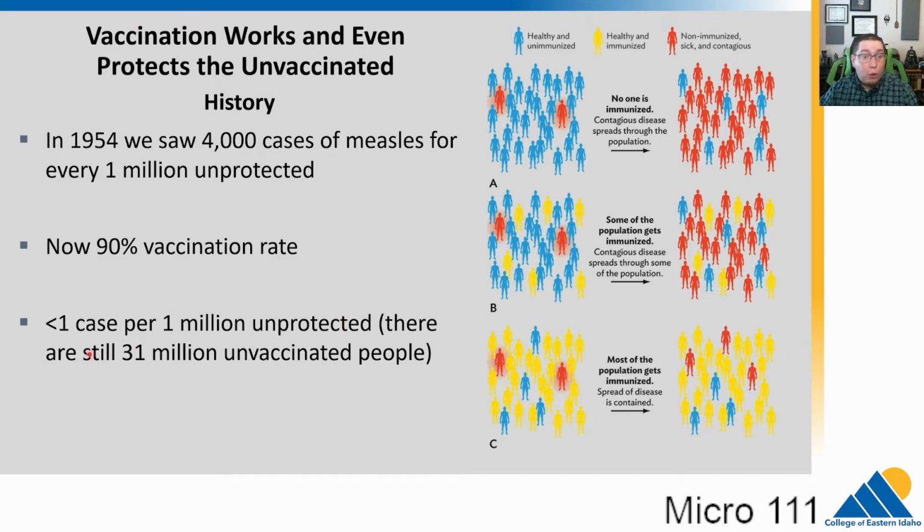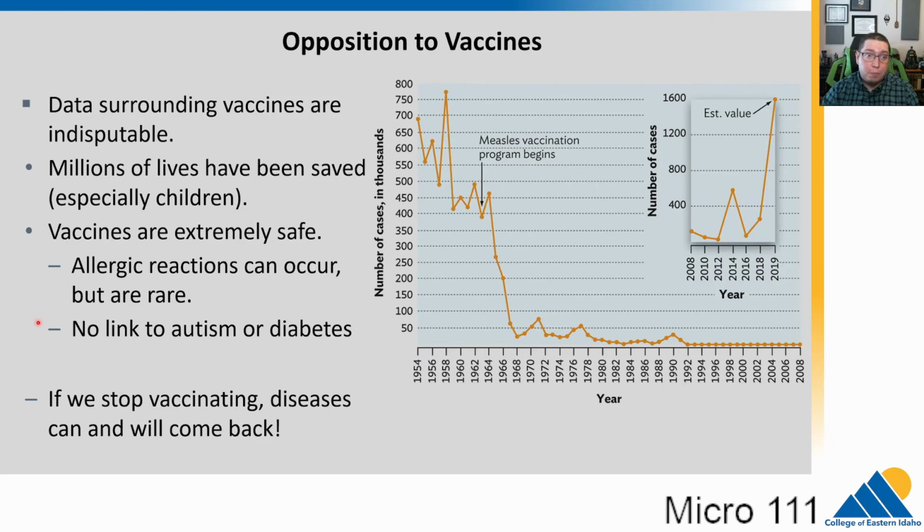There are still 31 million unvaccinated individuals in the United States. We should see larger numbers than we do. That's because of herd immunity. Because we have such high vaccination rates, even those unprotected, unvaccinated people are protected through herd immunity, right? So whatever 90% of this is, it's much smaller than that. So we're getting overprotection through herd immunity. That's awesome.